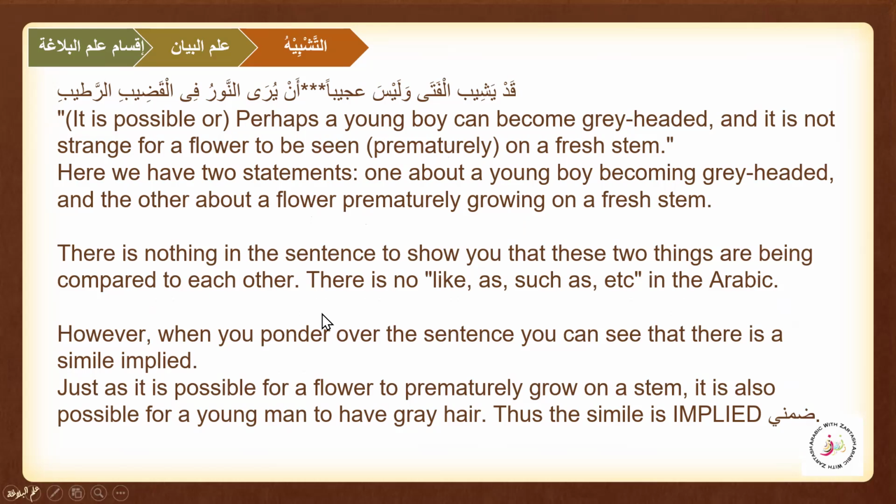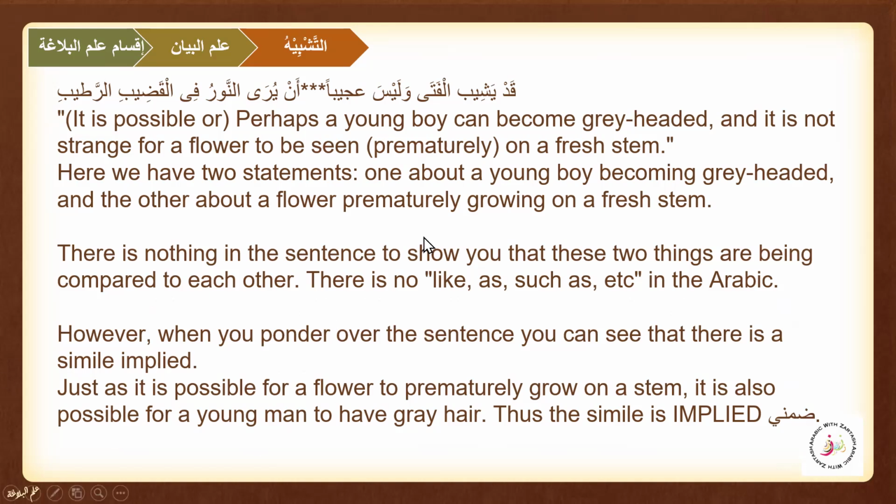So here there is nothing in the sentence to show that these two things are being compared to each other. There is no other tashbih, there is no wajh ash-shabah. But a young boy can become gray-headed is compared with it is not strange for a flower to be seen prematurely on a fresh stem. We have these completely different statements. So at first glance, there is no explicit comparison between these two ideas because there is no typical simile marker such as mithl or ka'anna or ka. So how is this an implied simile?